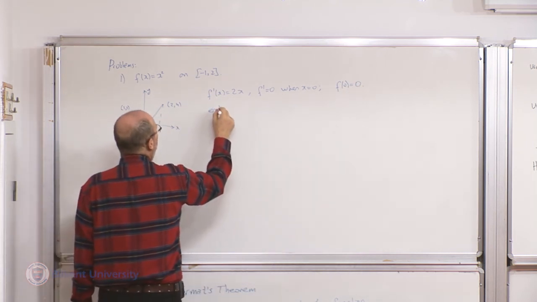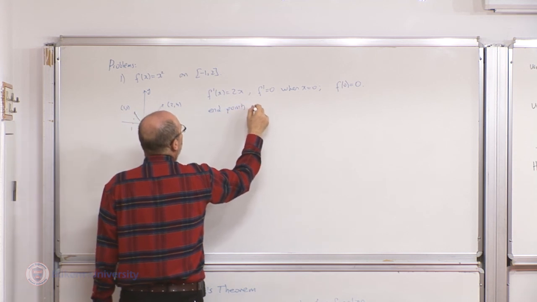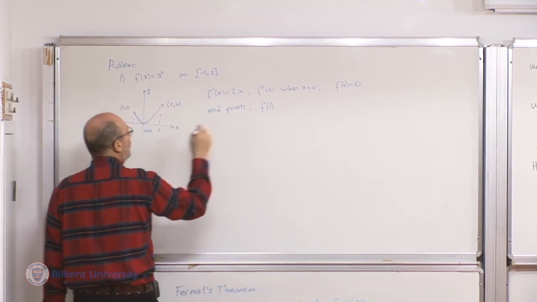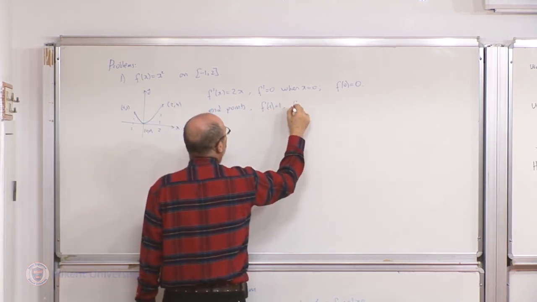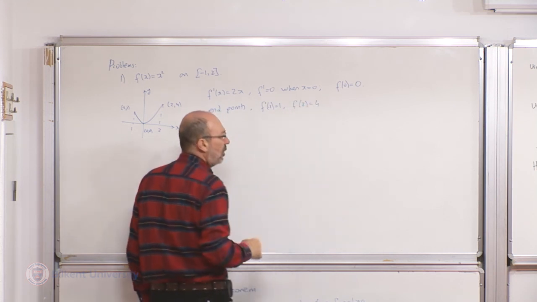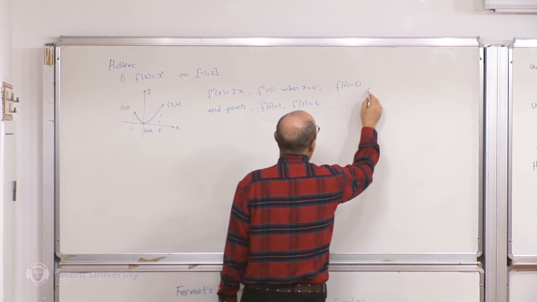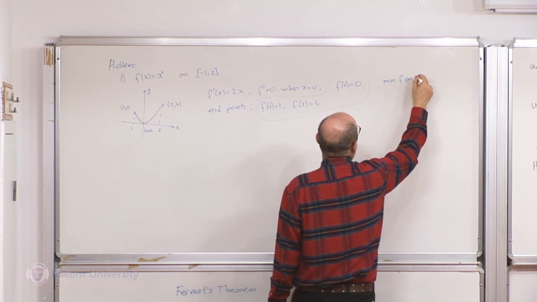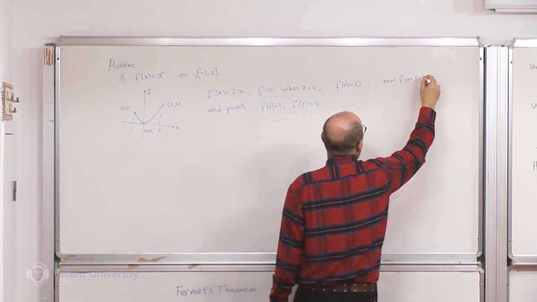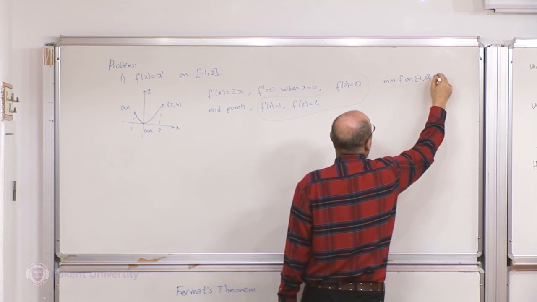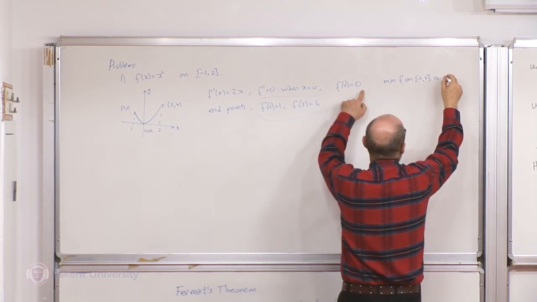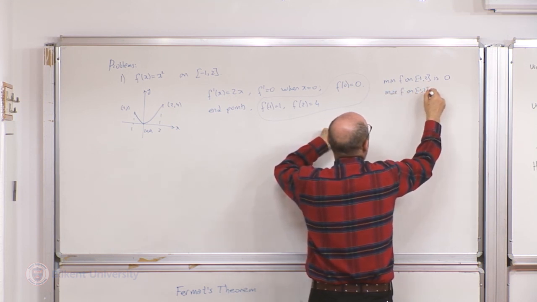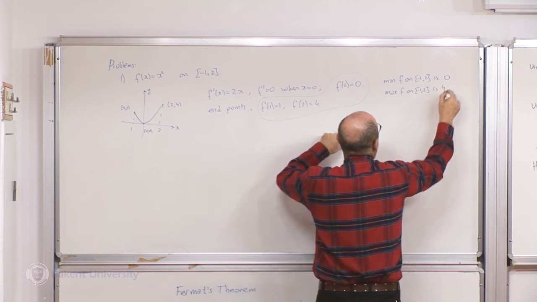Then I look at endpoints. Okay, so I calculate f of -1. Okay, so this is -1. F of -1 is 1. F of 2 is 4. Okay, so the rule says that I consider only these. Okay, so minimum of f on [-1, 2] is 0, and maximum of f on [-1, 2] is 4.